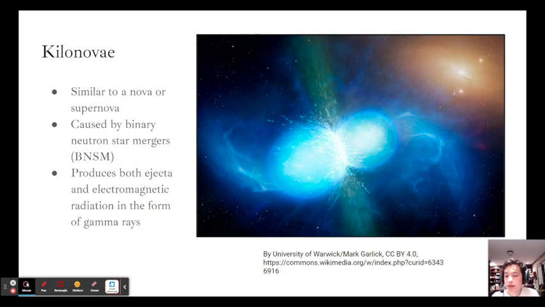They produce both ejecta and electromagnetic radiation in the form of gamma rays like the others. And very similar to the others, they have an afterglow phase that lasts for less than a second. And what makes them different from other gamma ray bursts is the angle of ejection. The angle of ejection is a little bit different.